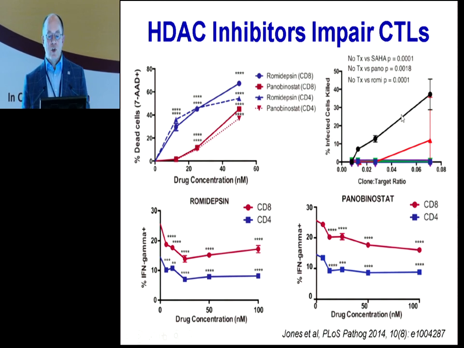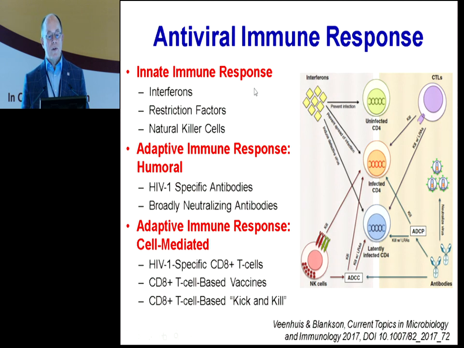But this is the control group here, no treatment, and these others are either the vorinostat, SAHA, panobinostat, or romidepsin. You can see the substantial reduction in killing. So part of the reason why the HDAC inhibitors may not be functioning as well as people hoped is that there may actually be some inhibition by the drugs of the cytotoxic T cell response. So that brings up another area of focus, is how can we improve the antiviral immune response.